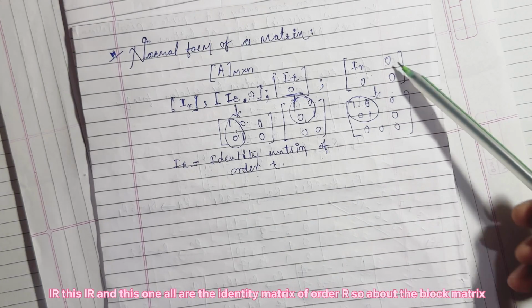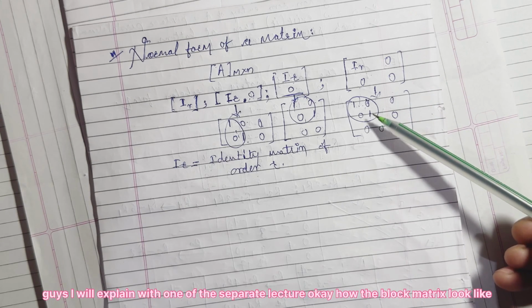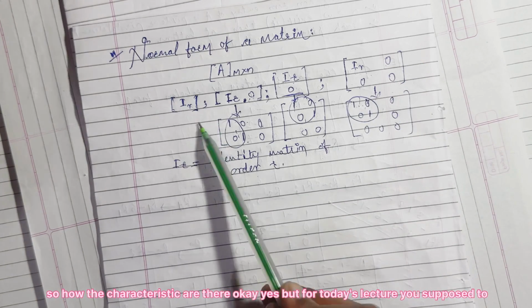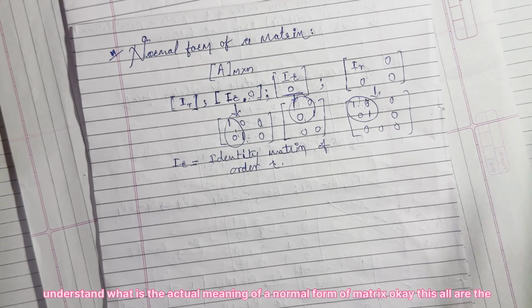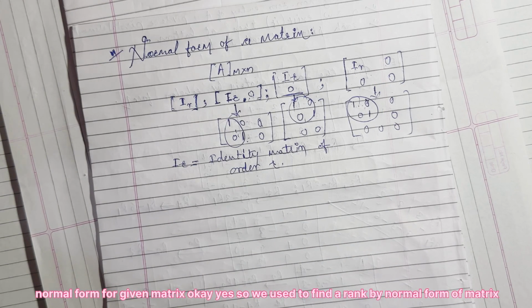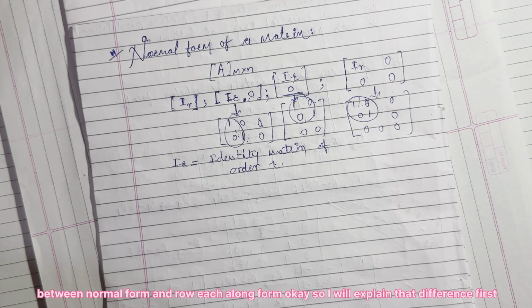About the block matrix, guys, I will explain in a separate lecture: how a block matrix looks and what its characteristics are. But for today's lecture you are supposed to understand the actual meaning of the normal form of a matrix. These are all normal forms for a given matrix. We find the rank by the normal form of a matrix, and we also find the rank by row echelon form. So what is the actual difference between normal form and row echelon form?